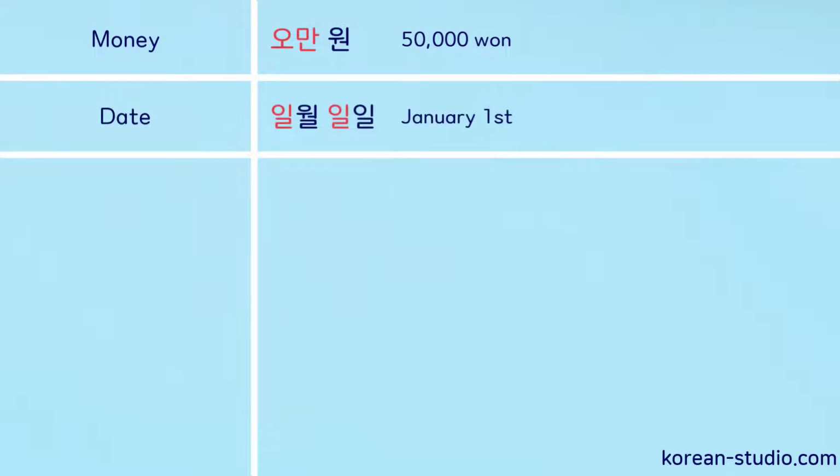So to say January 1st, we say 1월 1일. 월 means month and 일 means day. So to say the date, we use number words that refer to the month and date in front of 월 and 일. So to say November 4th, we say 11월 4일.